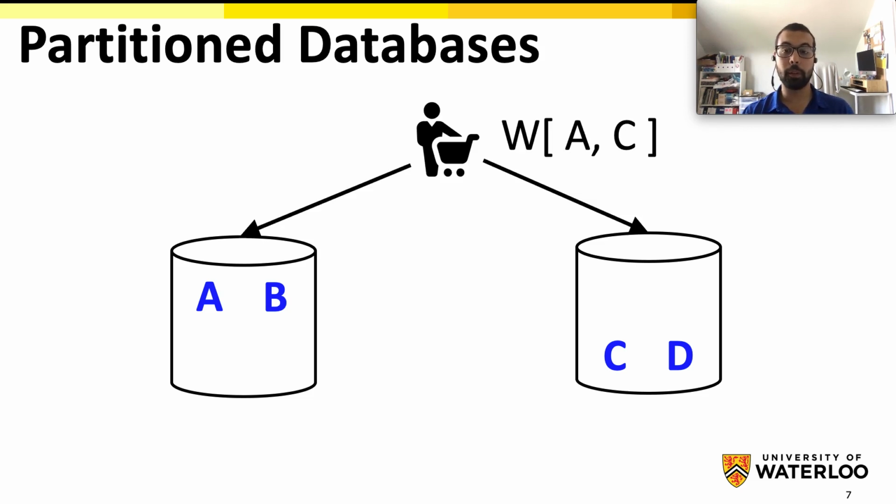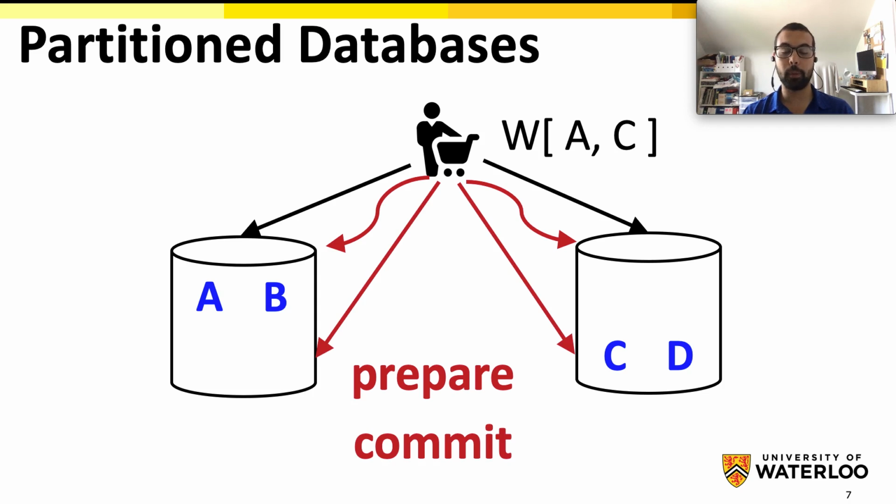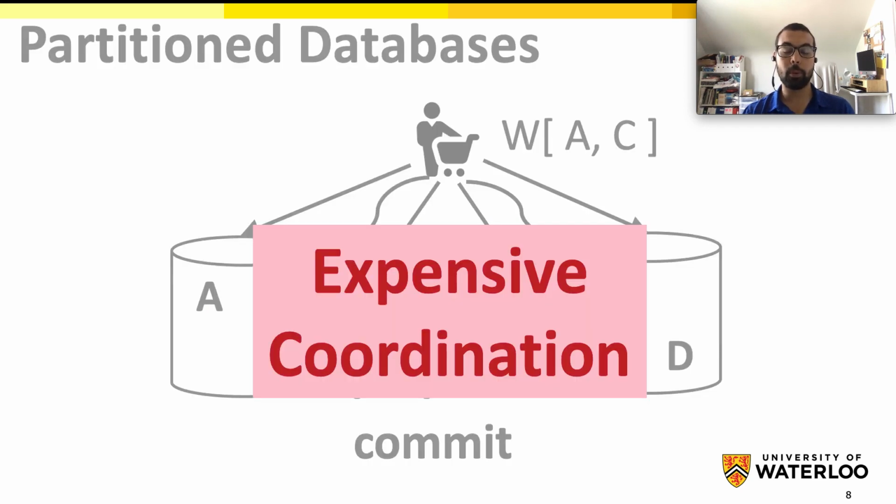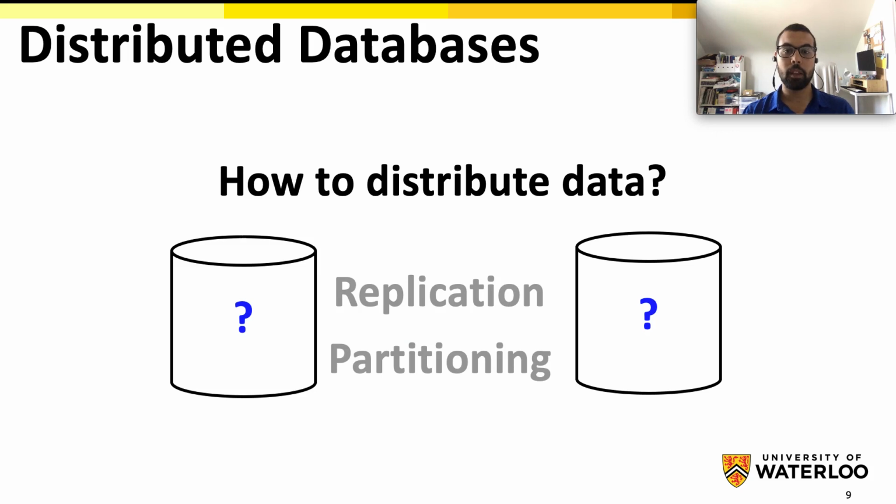However, suppose a transaction wants to write data items located on different sites. In that case, we must use a distributed commit protocol, such as two-phase commit, to ensure that the transaction commits atomically across both sites. Such protocols are blocking, and it is well known that they reduce the performance of both distributed and single-site transactions. These two examples show the trade-offs of data replication and partitioning.